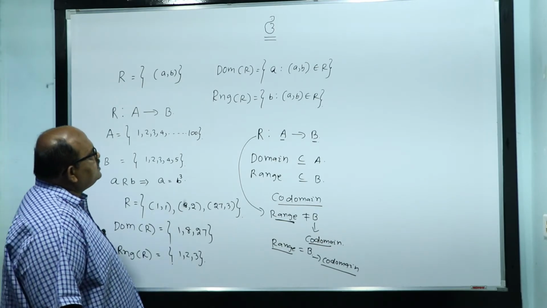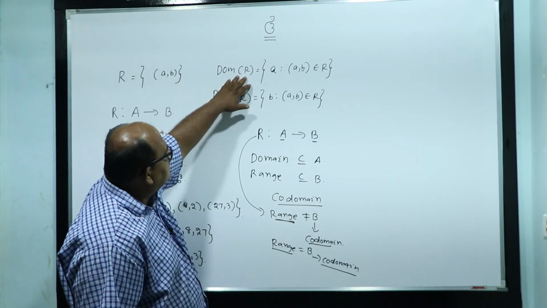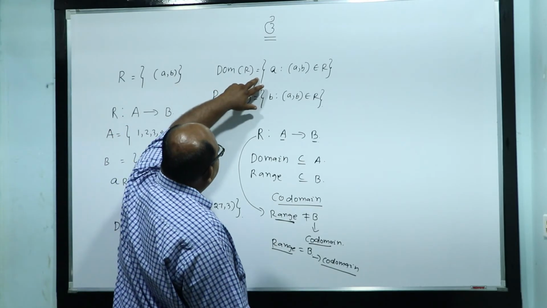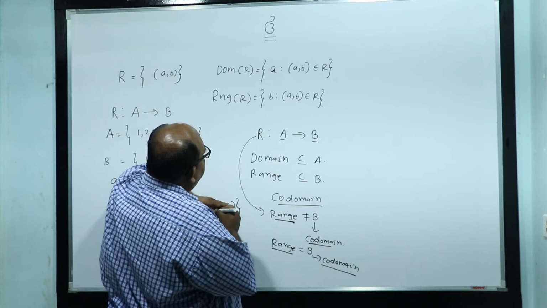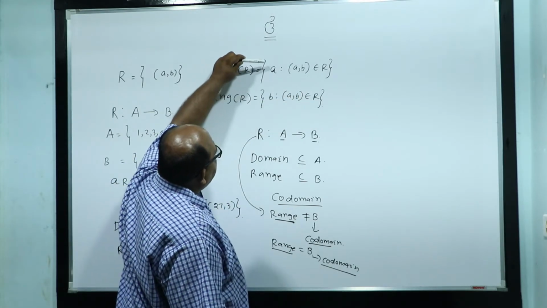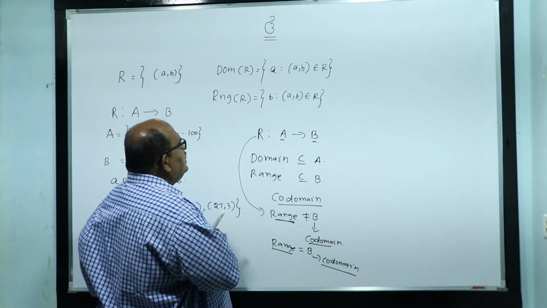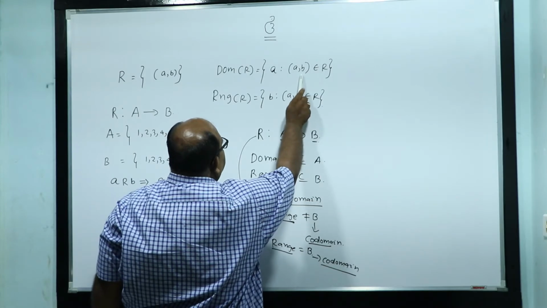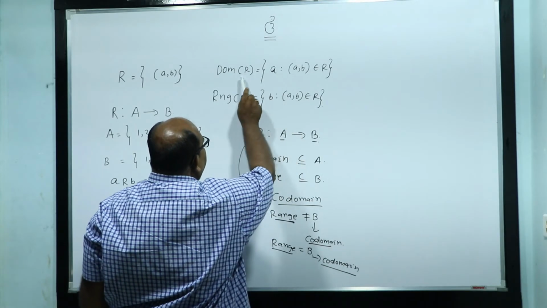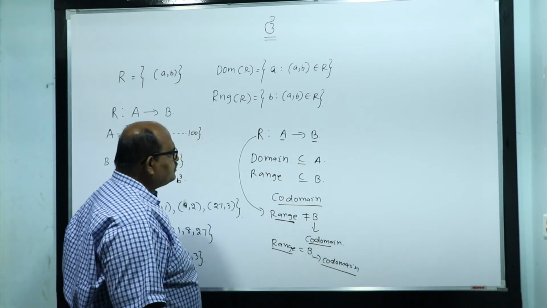Now domain and range, mathematically written: domain of relation is equal to a set which contains elements A such that AB belongs to R. What does it mean? If we represent the order pairs present in the relation as AB, then all the A values will be the domain and all the B values will be the range.